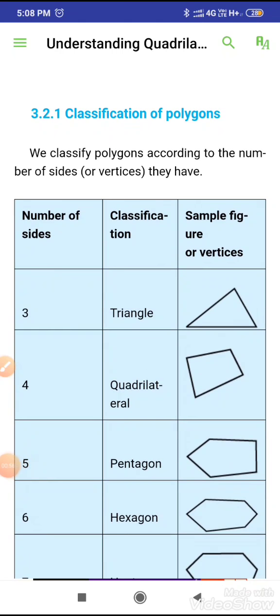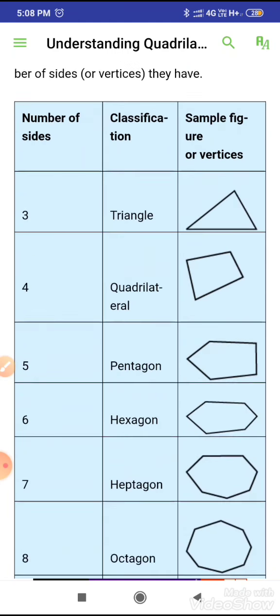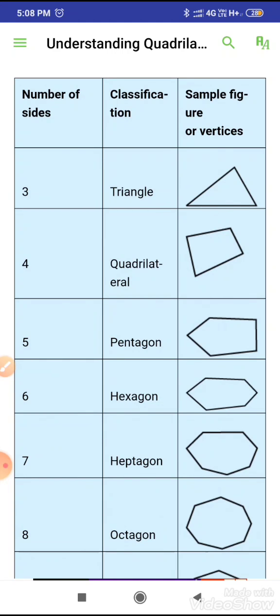Next topic is classification of polygons. We classify polygons according to the number of sides or vertices they have. So, a three-sided closed figure is known as a triangle, and the diagram of a triangle is shown here. A four-sided closed figure is known as a quadrilateral. So, all the rectangles, squares, and kites are examples of quadrilaterals.